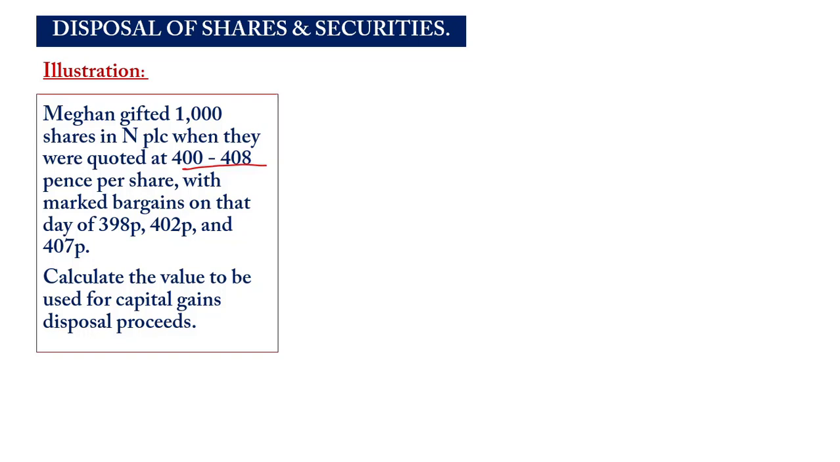So first, we need to estimate the value. We are told that the value is the lower end, which is the 400, plus half of the higher end, 408, less the lower end, 400. Okay, so this is translating into 400 plus half of 8. It's going to give us 404p. That is the value of each share we have calculated.